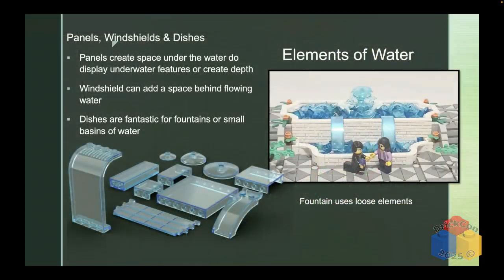Then we get into panels, windshields, and dishes, which all come in these fantastic trans blue colors. I've used garage door panels for water because it was one way of creating a surface where you can put things under the water. The trans blue panels are one of my favorites for swimming pools because you can have that feeling of depth under the water, and then you can take the minifigure legs off and just put the minifigure body on there, and it looks like they're sitting in the pool. Those are your pieces that are available, and of course, Lego just keeps adding more.